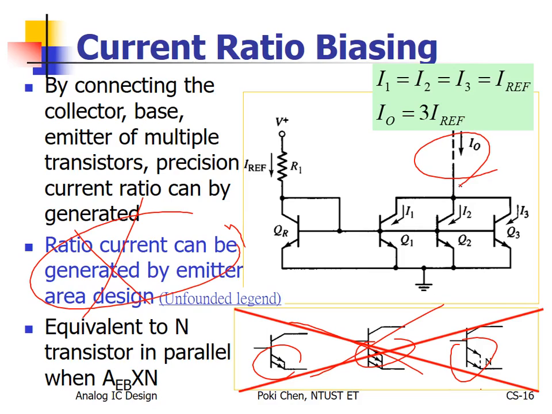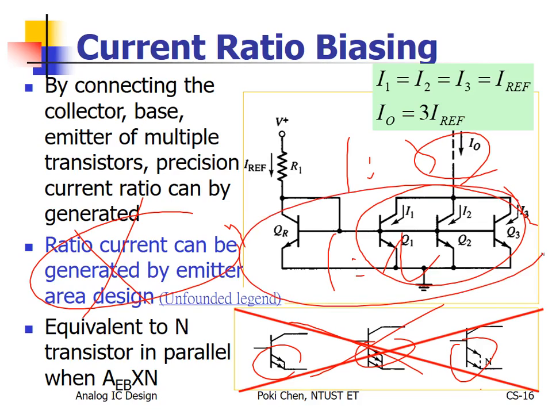If you would like to make 1 to 3, 1 to n, 1 to anything, that is the only way you can do it to get enough accuracy, enough precision for such a current ratio. That is the most fundamental idea. 1 to n means n transistors to the output. That's it. No other way you can do, unless you would like to do calibration.